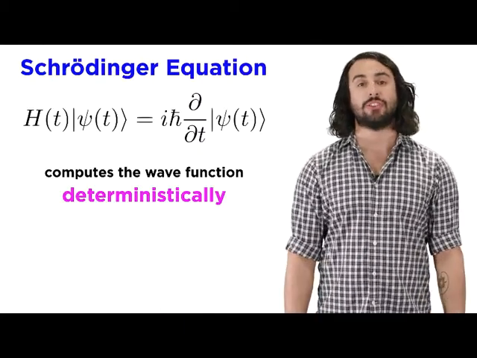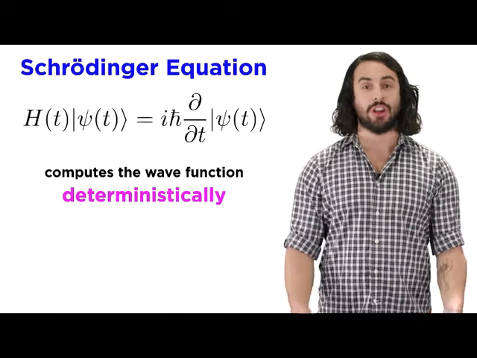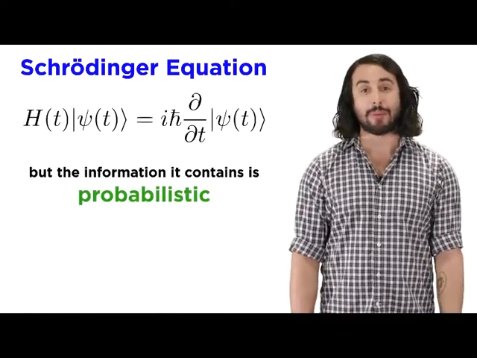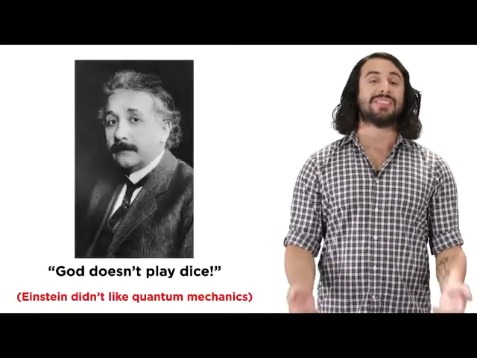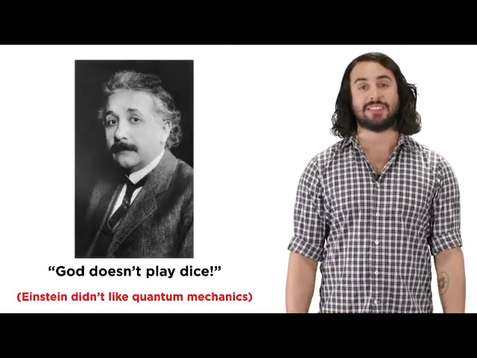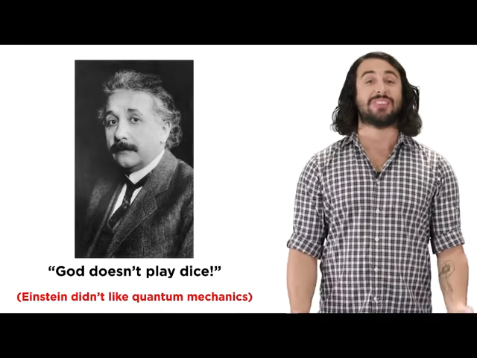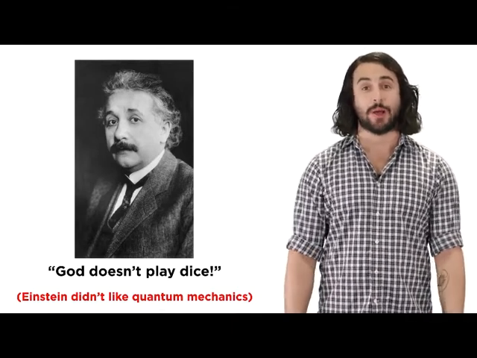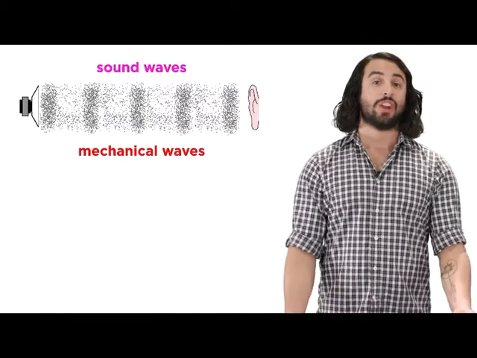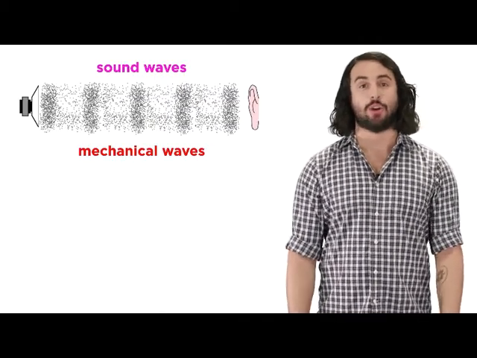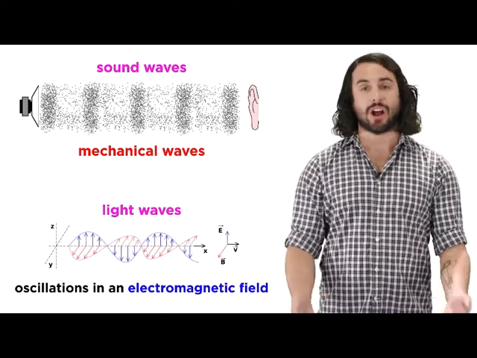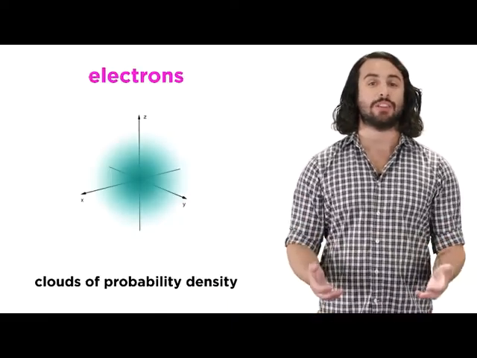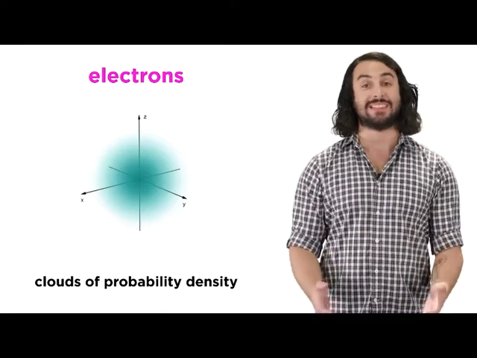So the Schrödinger equation does compute the wave function deterministically. But what the wave function tells us is probabilistic in nature. This idea that nature is probabilistic on the most fundamental level was a lot for the scientific community to handle at the time, and still is for some. So just the way sound waves are mechanical waves, and light waves are oscillations in an electromagnetic field, an electron can be considered a cloud of probability density.